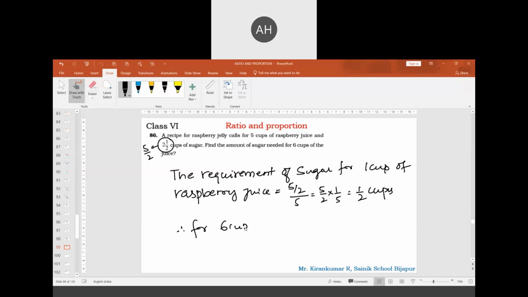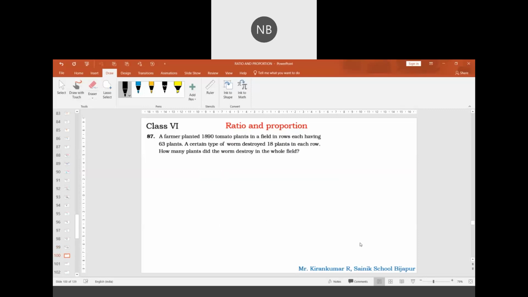Therefore, for 6 cups of juice, we can write 1 by 2 into 6. The sugar required is 3 cups. 1 by 2 into 6 cups is 3 cups. Six times half will be 3 cups, sir. Such a simple question.